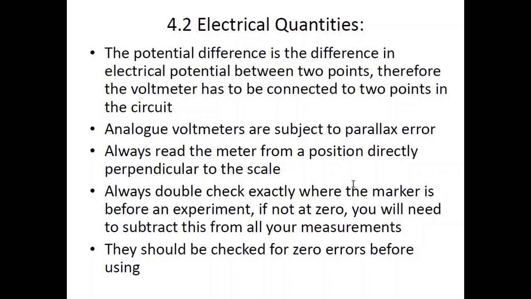Analog voltmeters are subject to parallax error that we have discussed in section 1. So you always have to read the meter from a position directly perpendicular to the scale. Always double check exactly where the marker is before an experiment. If it is not at 0, you'll have to adjust your final reading accordingly. These are some helpful tips for solving P4. And analog voltmeters should always be checked for zero errors before using.